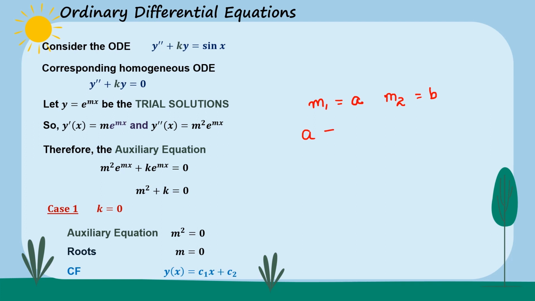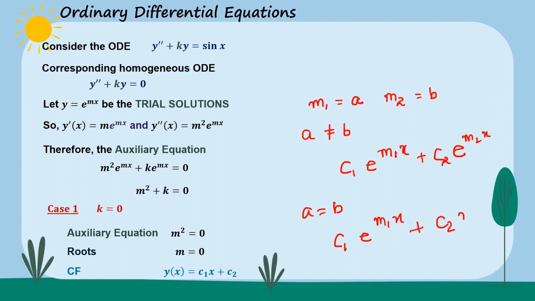Now, one possibility is that a is not equal to b. If a is not equal to b, the solution will be c1 e to the power m1x plus c2 e to the power m2x. So that will be the solution. But if a is equal to b, then we'll say that it will be C1 e to the power m1x, or maybe ax, you can say that, plus C2 into x into e to the power of the same m1x. So that will be the solution. That's the general method. Here I used m1, m2, you can also say a, b.